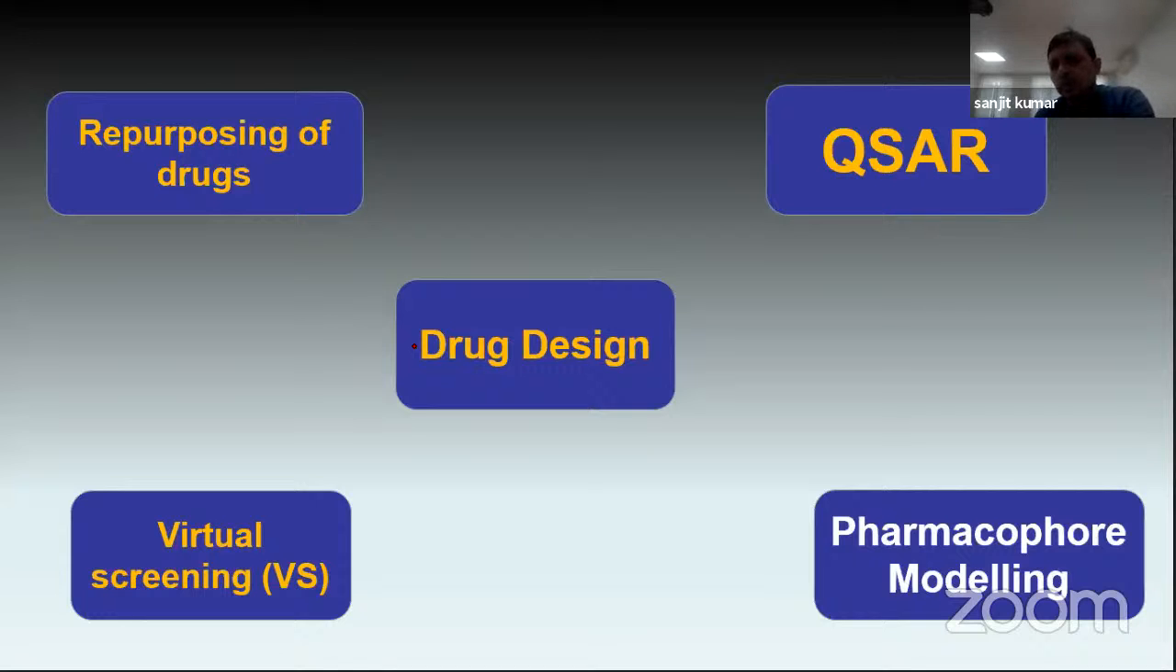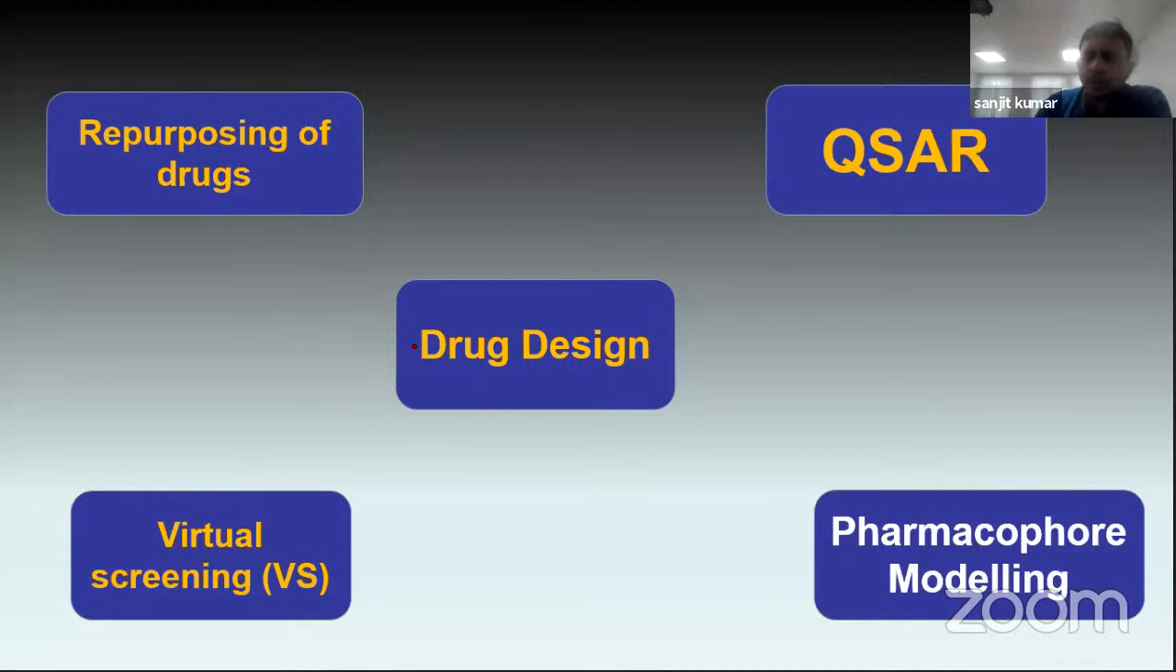If somebody wants to pursue a PhD in my lab, you can learn QSAR and pharmacophore modeling, or maybe in training. Both are a little bit complicated; you have to know the basics. But one or two things I am going to discuss, and then I will come to rational structure-based drug designing: that is repurposing of drugs, and the second one is virtual screening.